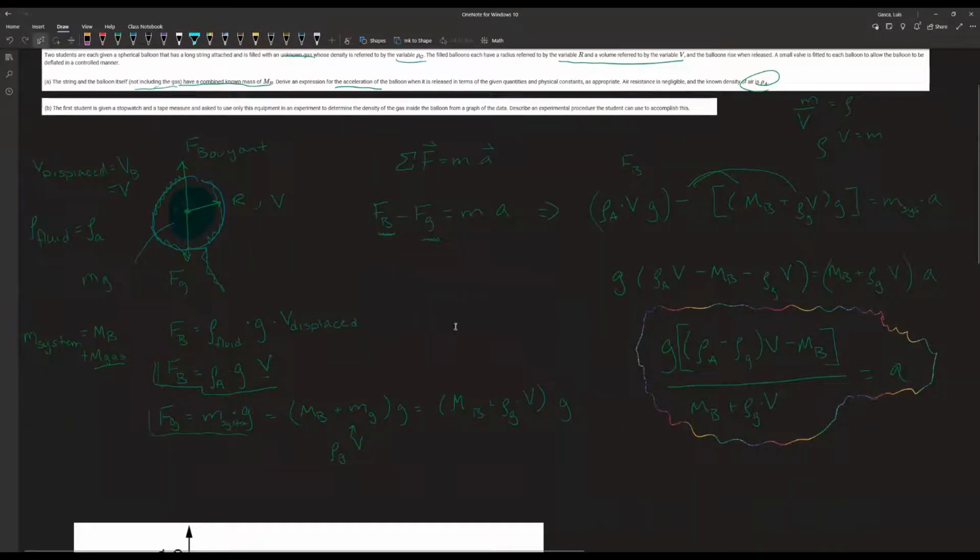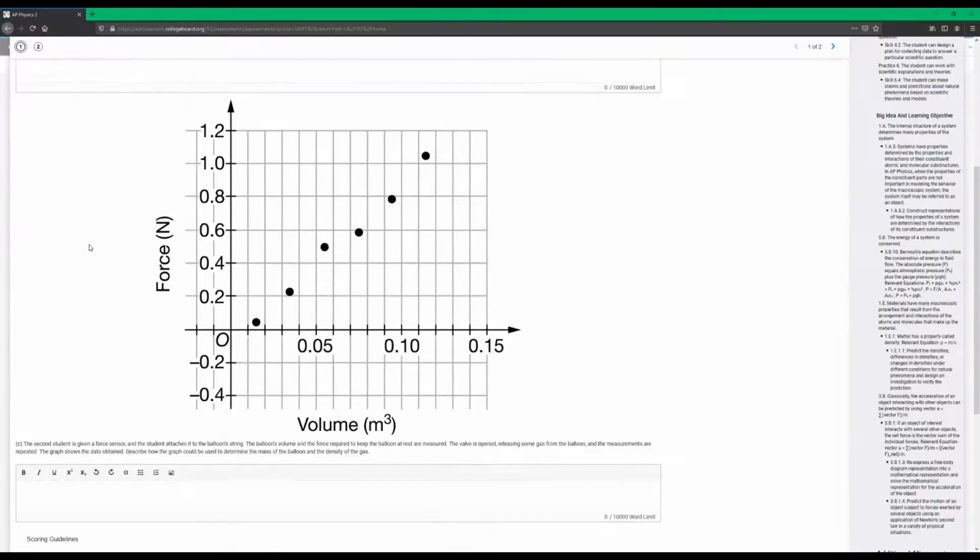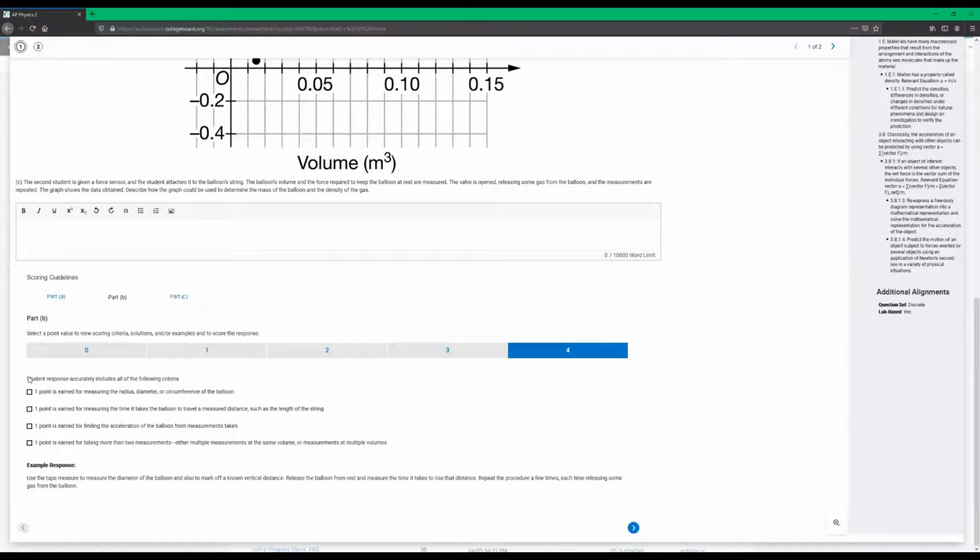Okay, so let's see what they were looking for in the College Board. I think the graph is actually for the next part. So let's pull up the answers and look at part B. The student response accurately includes all the following criteria. One point is earned for measuring the radius, diameter, or circumference of the balloon. Bingo. One point is earned for measuring the time it takes the balloon to travel a measured distance, such as the length of the string.